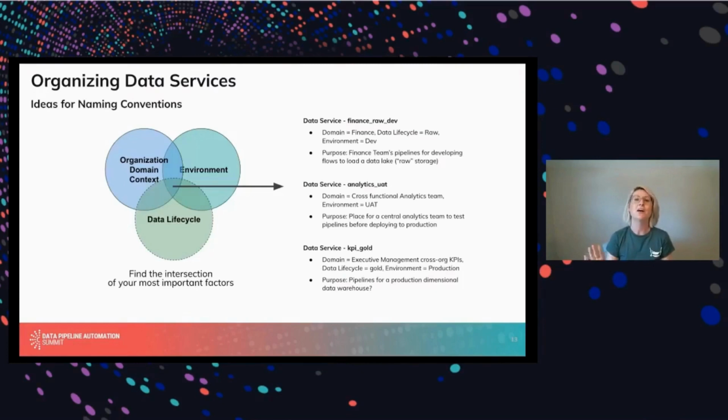So think about controlling cost, think about identifying your organizational domains. And then think about your data lifecycle, which would be, if you're using the bronze, silver, gold, go for that. If you're using just raw, staging, prod, you can do that. Really just sort of depends on how you're organizing that holistically.